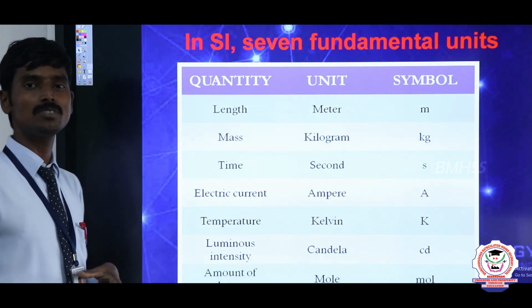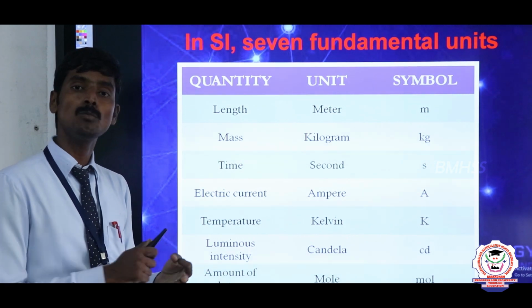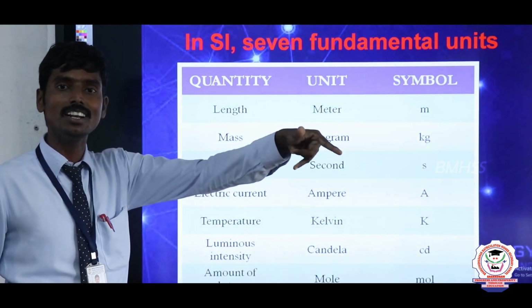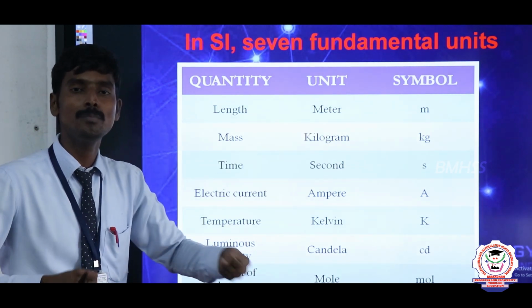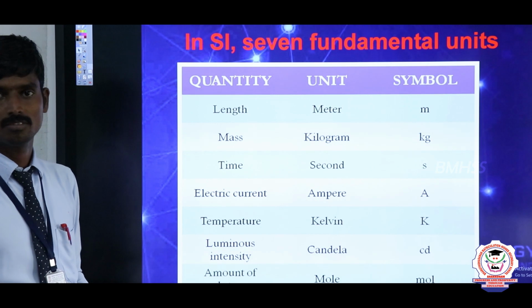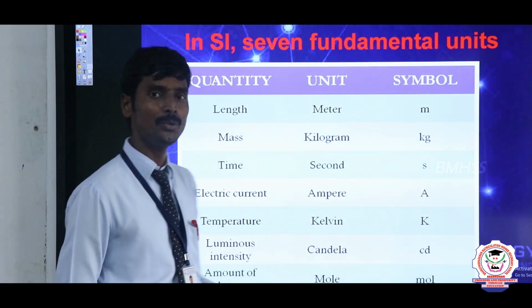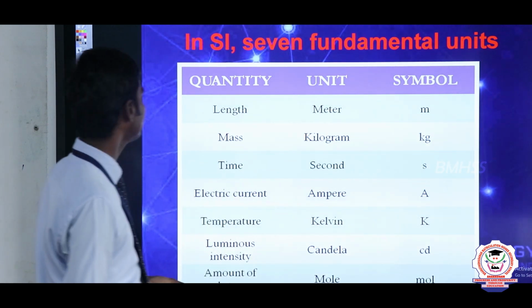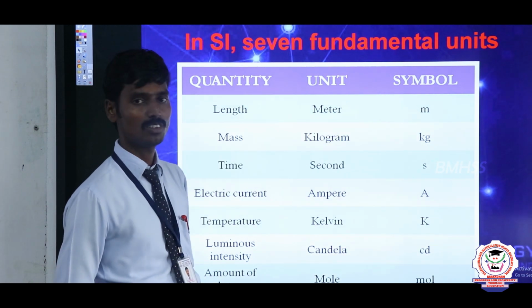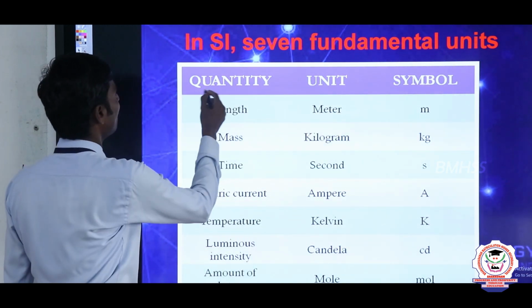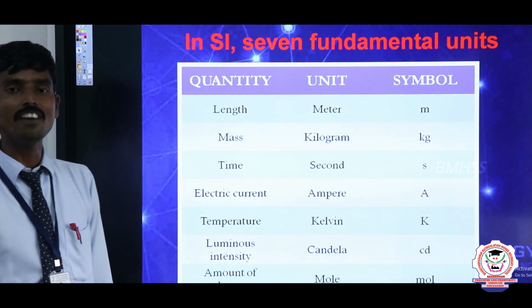In this SI system, we are using some notations, some formulas, some rules that were developed and recommended by the General Conference on Weights and Measures in 1971. The next one: the SI system has 7 fundamental units. See, the first one is length, unit of length meter, symbol m. There are 7 fundamental quantities: length, mass, time, electric current, temperature, luminous intensity and amount of substance.